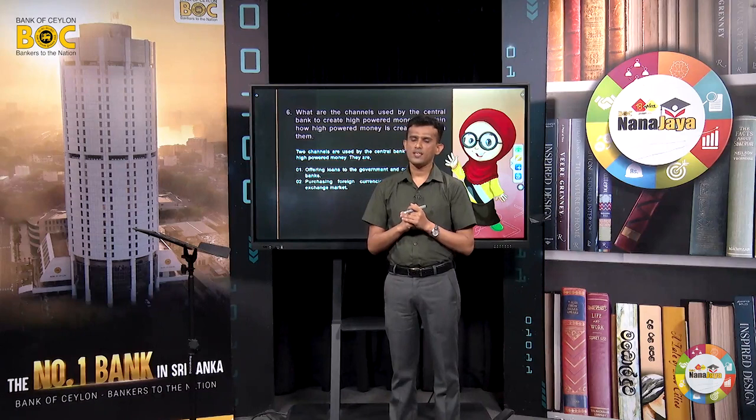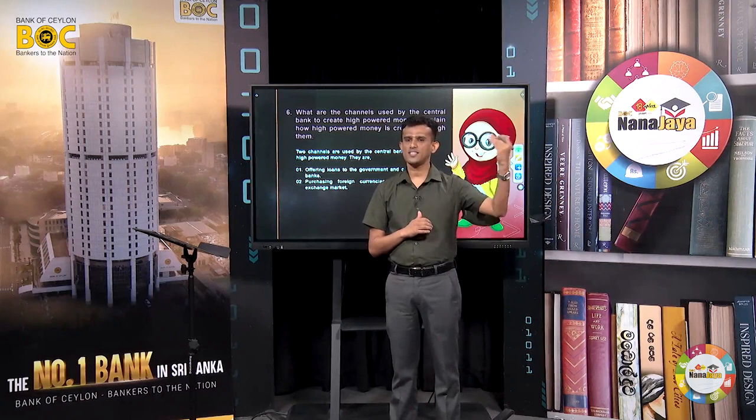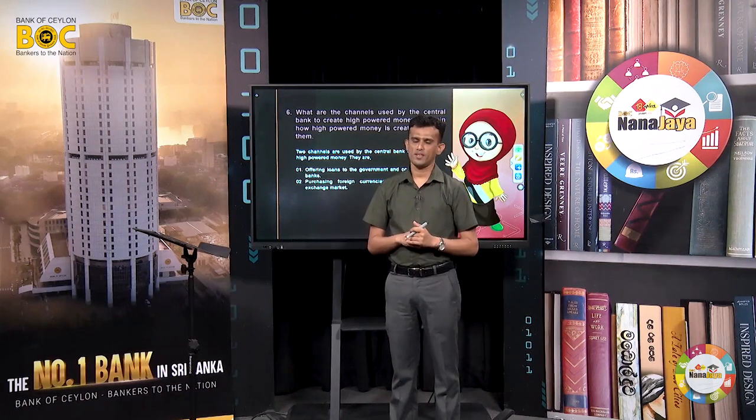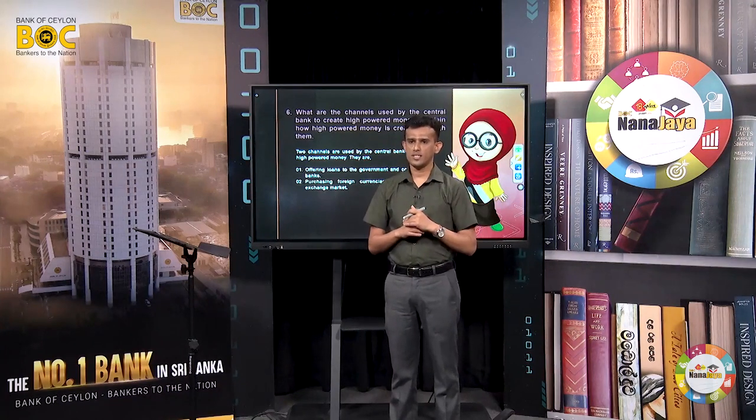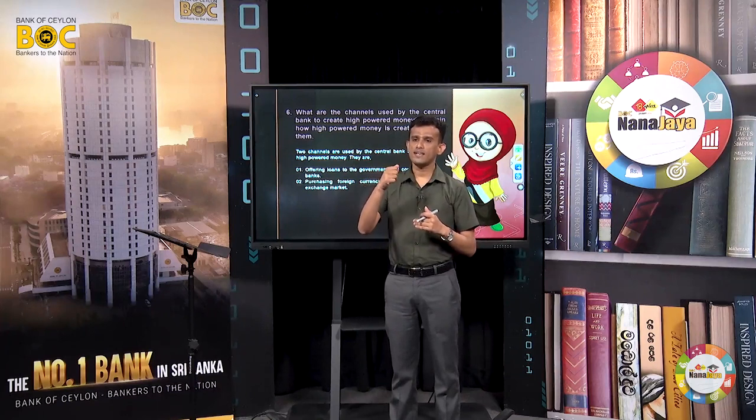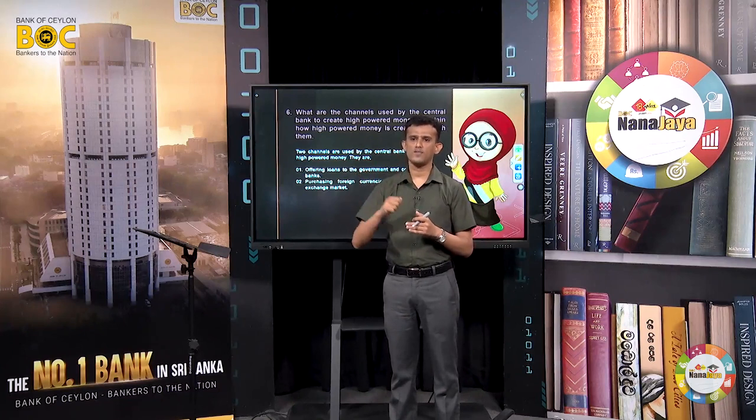On the other hand, it creates a liability to the central bank. What is the liability? The currency issued to the economy. So through this explanation, you all need to understand that each currency note and coin printed and issued to the economy creates a liability to the central bank, and also each currency note released to the economy is released by the central bank by acquiring various assets.